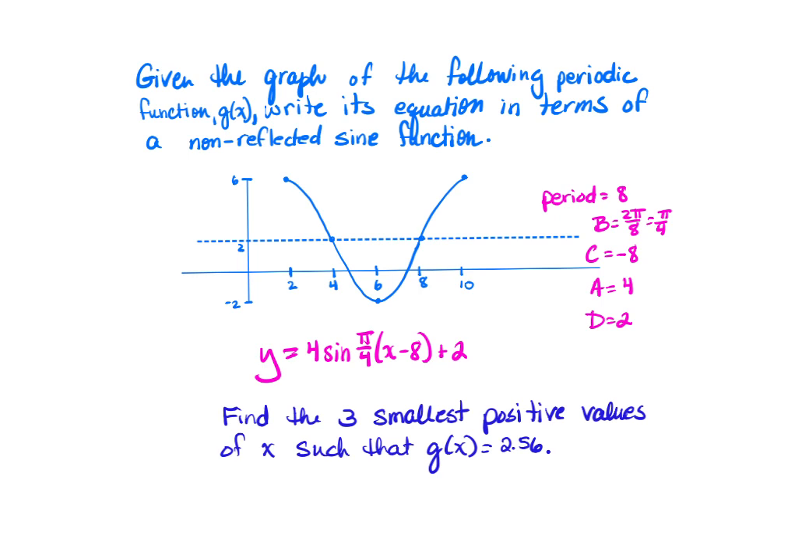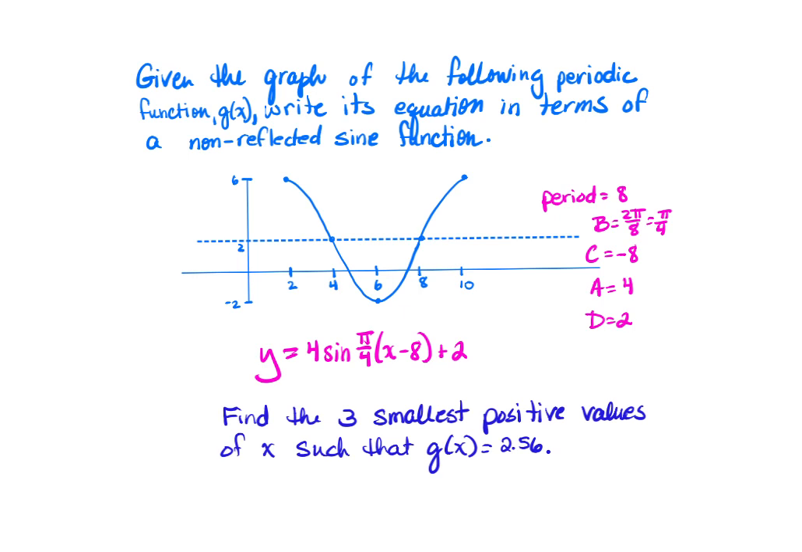Now, looking at this, I need to know the amplitude. The amplitude is the distance between this shifted x-axis and the top and the bottom. How did I find this value here, this shifted x-axis? I averaged these two. 6 plus a negative 2 is 4, divided by 2 is 2. Then I can see that the amplitude is 4. Then I know that d, again, is 2. It was the average of these two values.